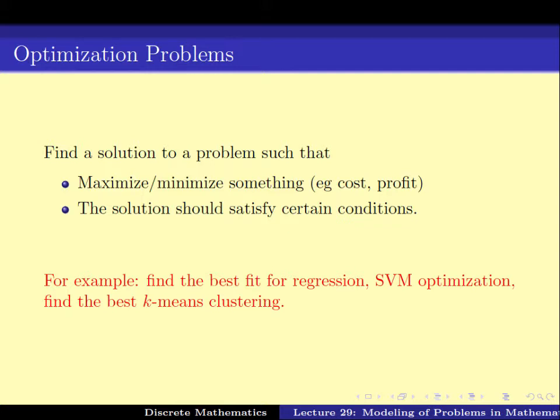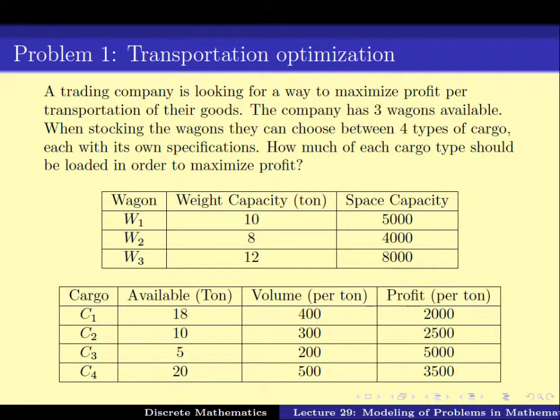So here are a couple of examples from the industry world in which optimization is used a lot. In this video we will be looking at some naturally occurring problems in industry which are optimization problems, and we will see how to use LP, linear programming, or in general mathematical languages to model these problems. So here is the first problem.